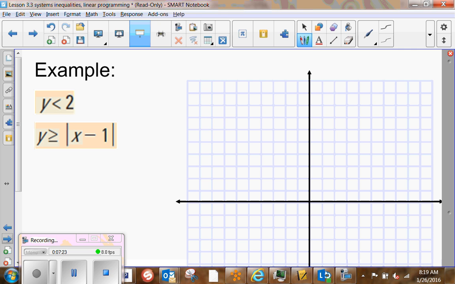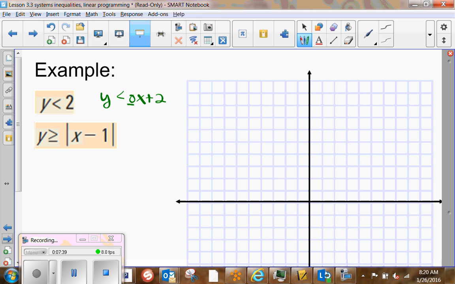What's the context that it's given me though? The x and y graph. Hence, this is not a number line situation. So y is less than 2. I could write this as y is less than 0x plus 2.